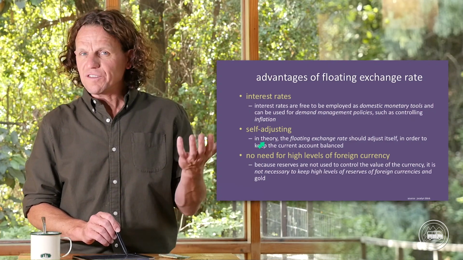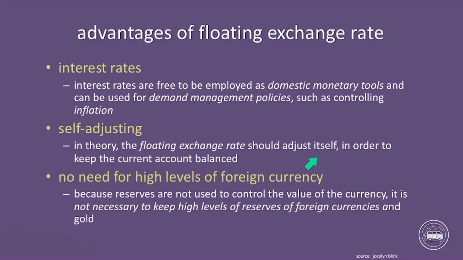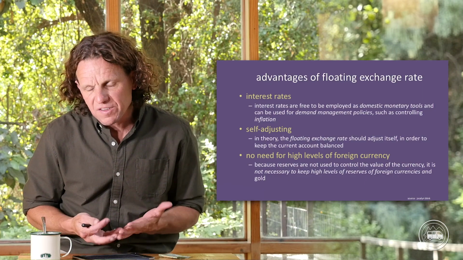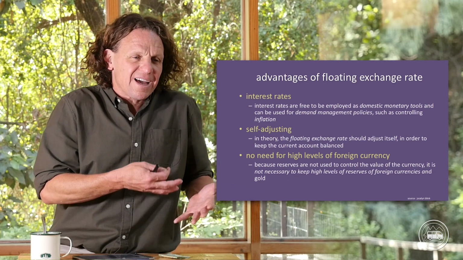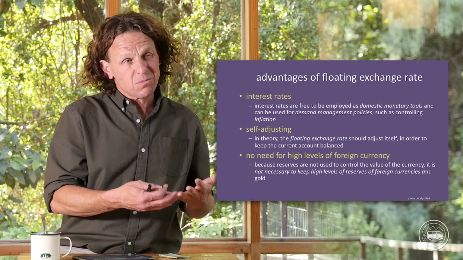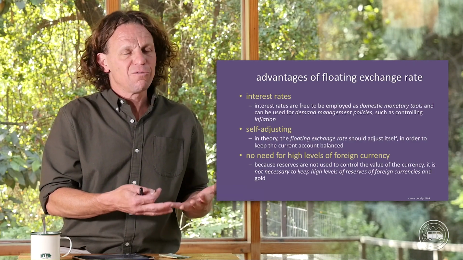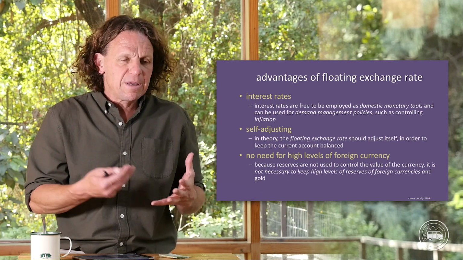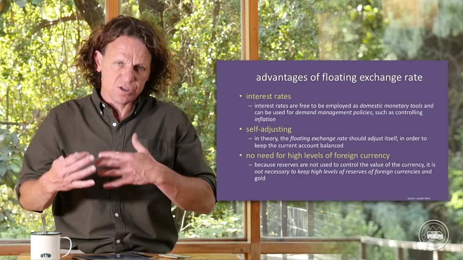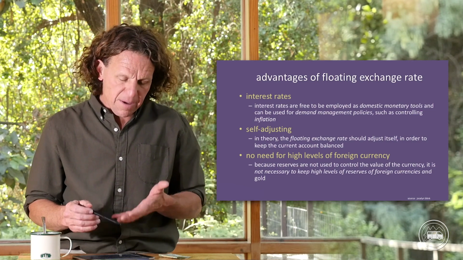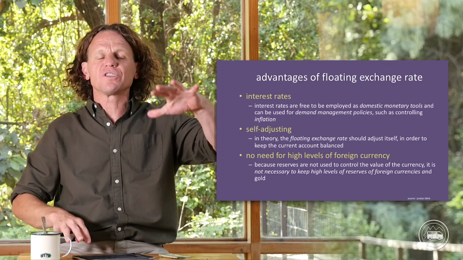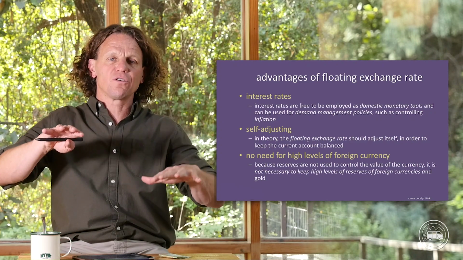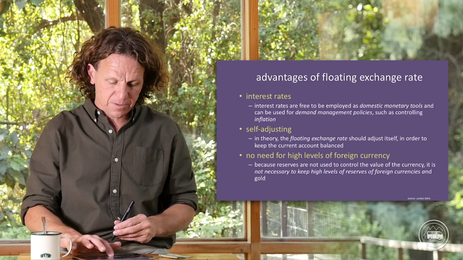Secondly, the system's self-adjusting, right? So in theory, the floating exchange rate should adjust itself in order to keep the current account balanced. And what that means is, you might not fully understand this yet, and it's okay. At the end of the fixed exchange rate video, you saw me really try to explain a really complex topic in as short a time as possible, because we haven't gone through balance of payments, which is the next unit, it's kind of hard to understand this. But basically what's happening is trade between nations will balance out, because as one country's currency goes up, the other currency's value goes down, and they'll find an equilibrium point, okay?